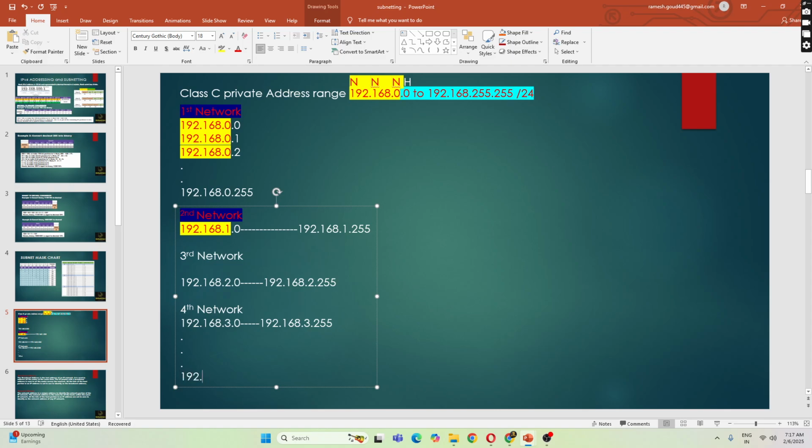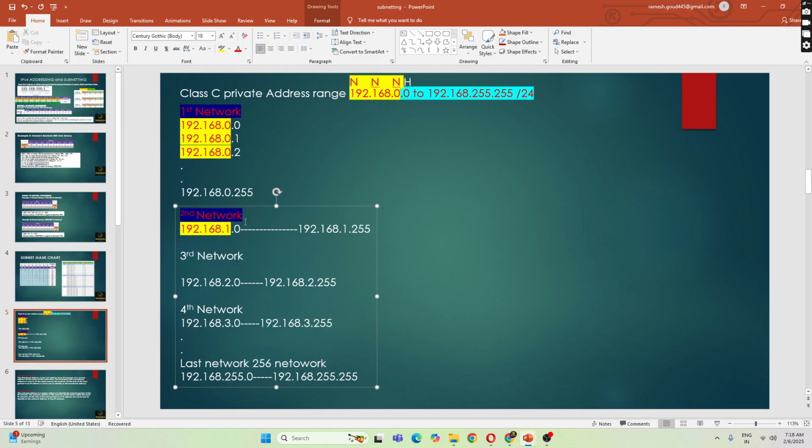Like this, what is the last network? 192.168.255.0 to 192.168.255.255. Everyone understood this? The last network means the 256th network. How many networks are there in class C in total? 256 networks. You can create 256 networks in Class C.